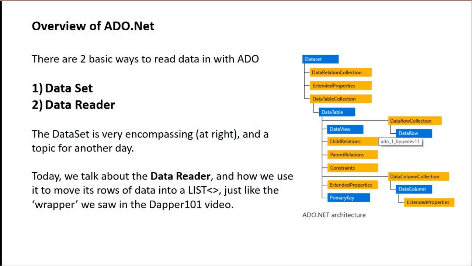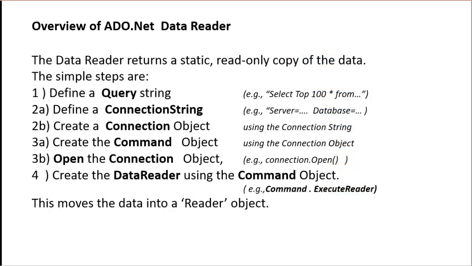An overview of ADO.NET says there's basically two ways that you can work with ADO. Either as a data set, which is that big thing at the right, very sophisticated, very powerful, and it's also a topic for another day. Here, we're going to talk about the data reader and how we use it to, one, feed a data grid or a list view in passing, but also to move its rows of data into a list, just like we did with the wrapper we saw in the Dapper 101 video.